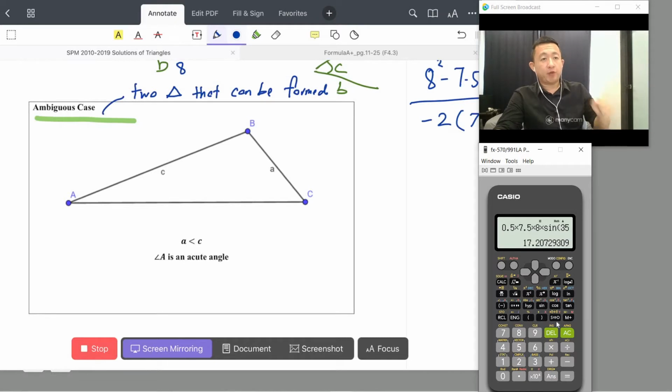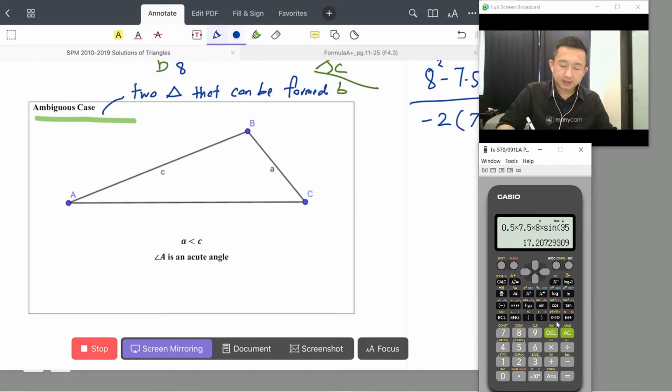Okay, when you have an ambiguous case, you can have two triangles that can be formed. What does it mean? Later on I will show you an example, the actual SPM MX questions. You can have a look and you will know what I'm trying to say. The scenario would be, let's say you have these three pieces of information.